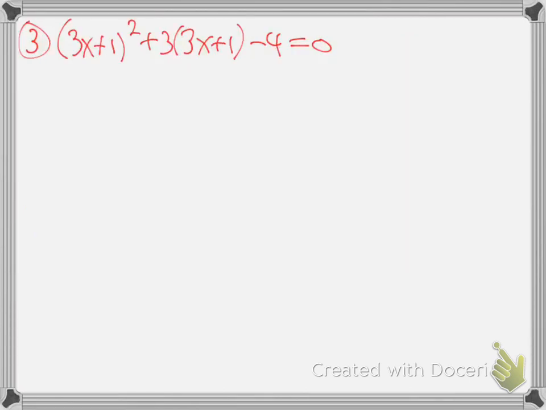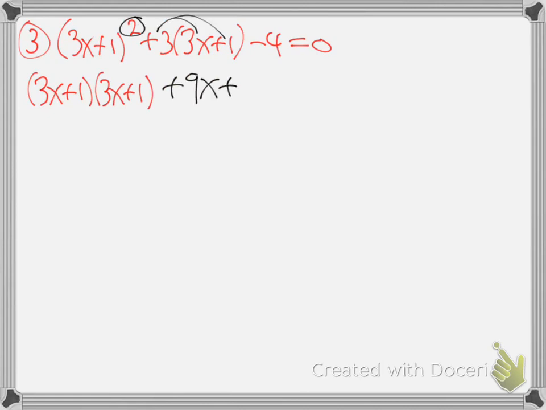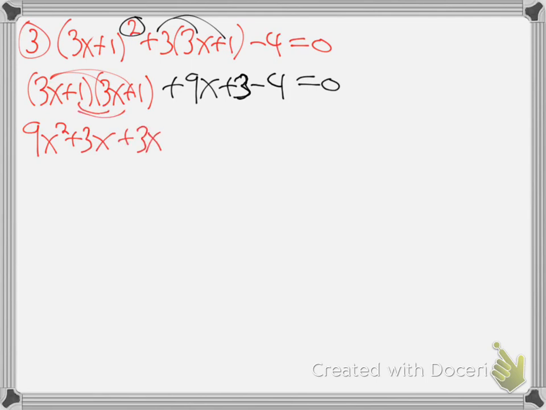Okay, so how do you do this one? Well, we've got to write 3x plus 1, 3x plus 1, because that's what the squared means, and then I've got to distribute here, plus 9x plus 3 minus 4 equals 0. That's a 3 there. Okay, and then distribute out this first part. Boom, boom. 9x squared plus 3x, boom, boom. Plus 3x plus 1, plus 9x plus 3 minus 4 is 0.